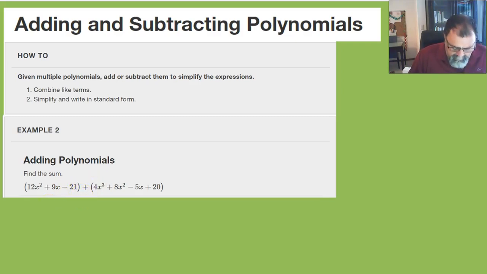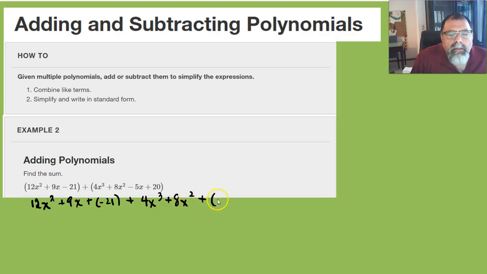Technically, addition is commutative and associative. Typically we don't write this, but remember what I said before: we want to think of this minus as plus a negative 21. And since it's associative and commutative, we can drop the parentheses. Then we have 4x cubed plus 8x squared plus negative 5x plus 20. Typically you wouldn't rewrite this; just in your head, you're thinking negative 21.